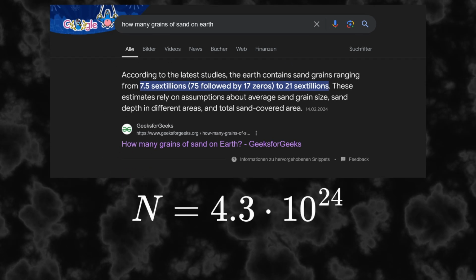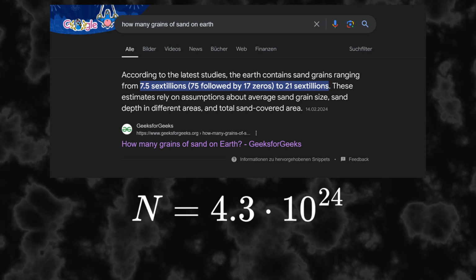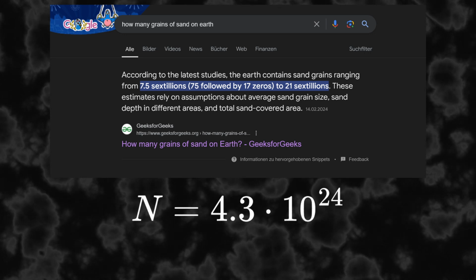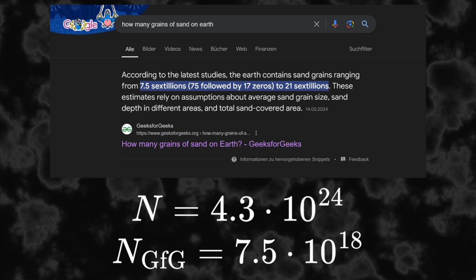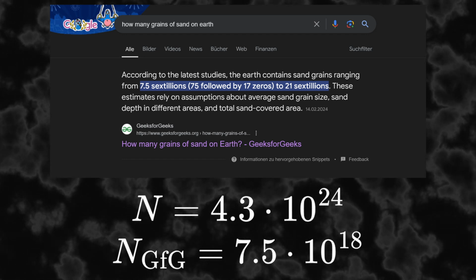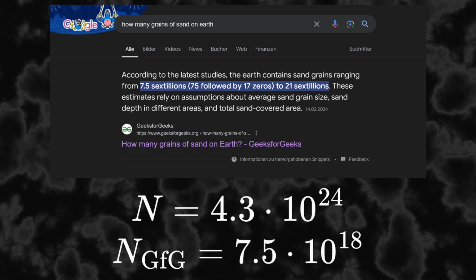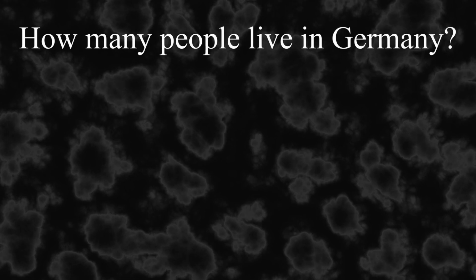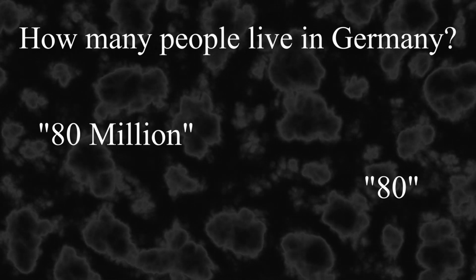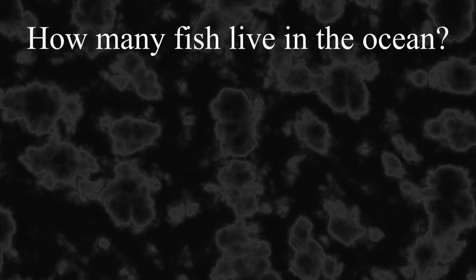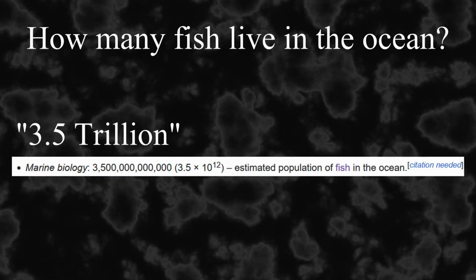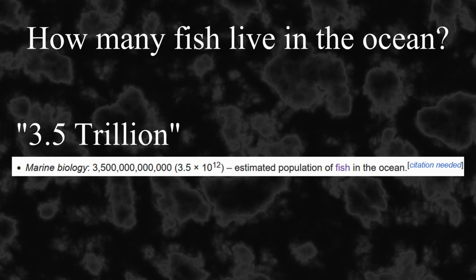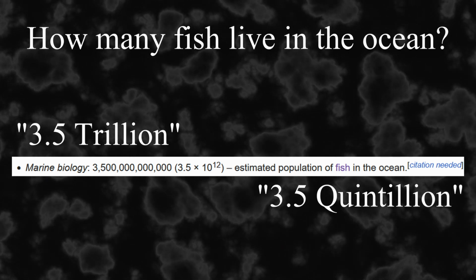That's way off from my estimation by quite a few orders of magnitude. 75 followed by 17 zeros, that's 7.5 times 10 to the power of 18. So there are 6 orders of magnitude between my estimation and theirs. That's like asking how many people live in Germany, and one person says 80 million and the other person says 80. Or if I'm the one overshooting, in my estimation, it's like asking how many fish live in the ocean, and one person says 3.5 trillion, citation needed, and the other person says 3.5 quintillion.